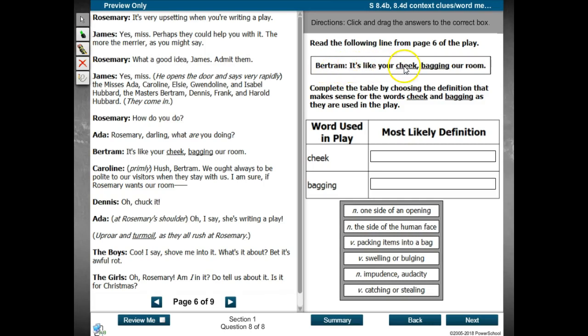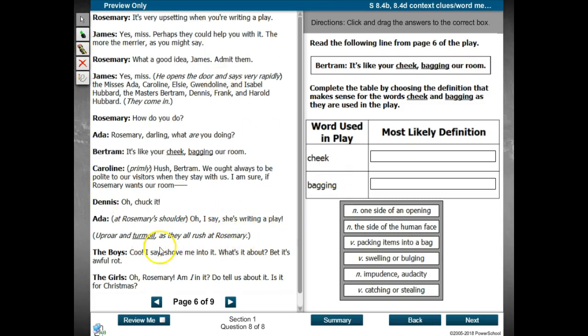Bertram says, "It's like your cheek bagging our room." Rosemary, darling, what are you doing? It's like your cheek bagging our room. Hush, Bertram, we ought to always be polite to our visitors when they stay with us. I am sure if Rosemary wants our room, oh, chuck it. Oh, I say, she's writing a play.